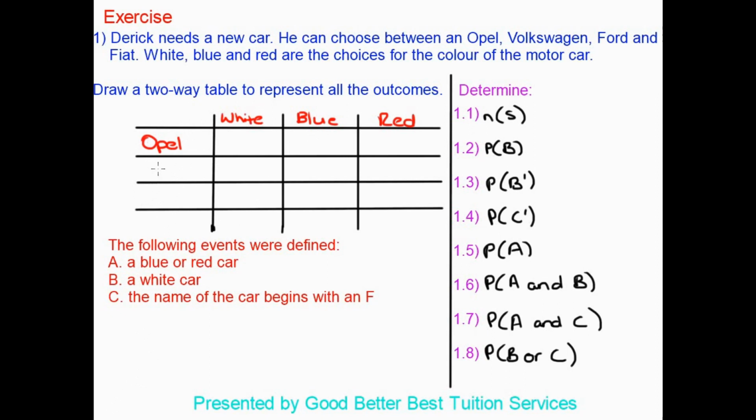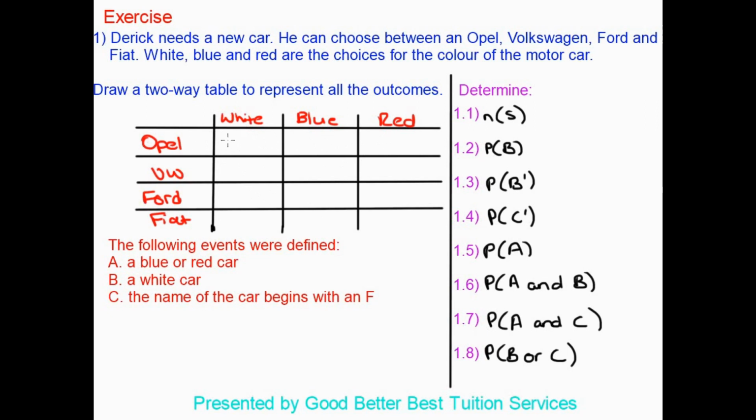Then it's Volkswagen, which I will identify as a VW. Then we have Ford and Fiat. Cool. Now to complete the table, what we need to do is fill in each block over here in the middle, and that's basically done by crossing the two together.